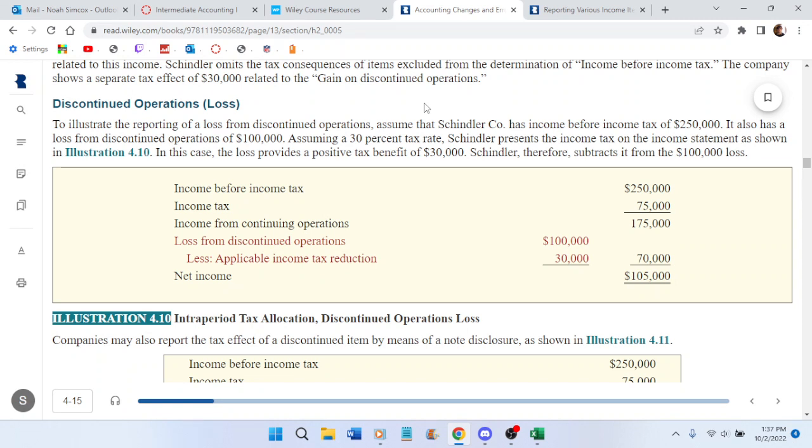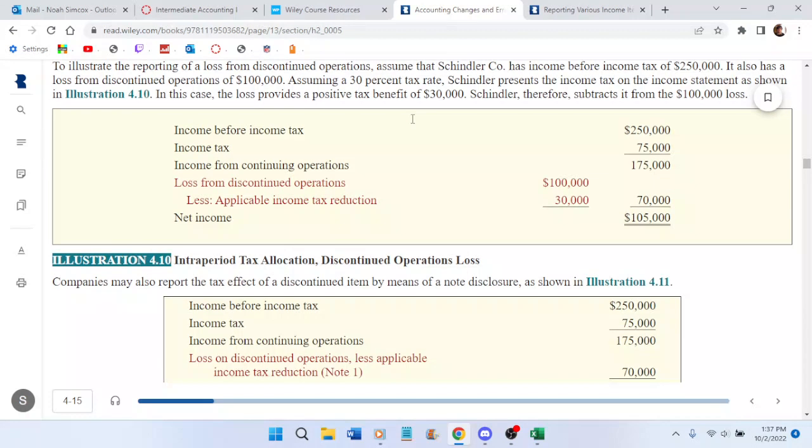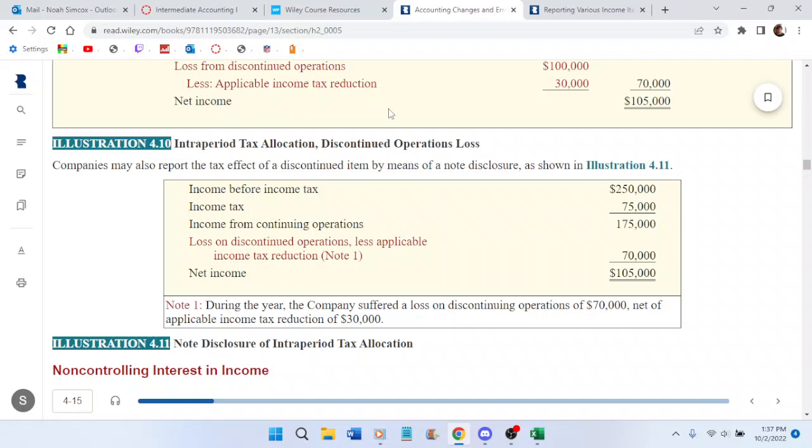I think I'm getting the negatives and positives confused, because basically they have a loss of $100,000. Now you reduce the loss. Reducing the loss, the tax reduces the loss to $70,000. I don't know what I was messing up before. I was probably messing up the negative and positive numbers when I was doing the calculations.